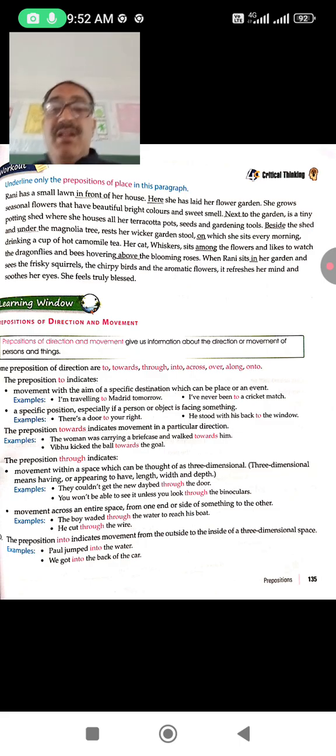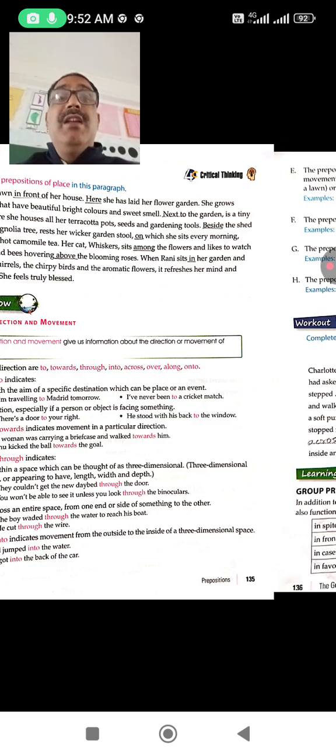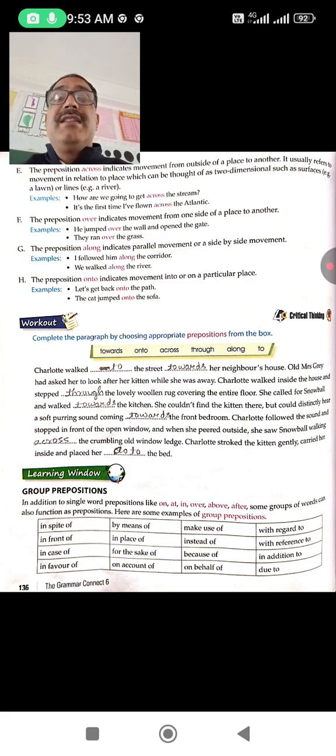Through is used here. The preposition into indicates movement from the outside to the inside of a three-dimensional space. Example, Paul jumped into the water. Into is used here for movement and direction. We got into the back of the car. Into is used in this sentence. And next is across. The preposition across indicates movement from one side of a place to another.